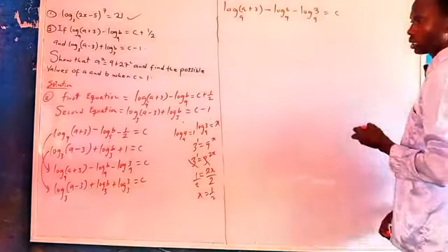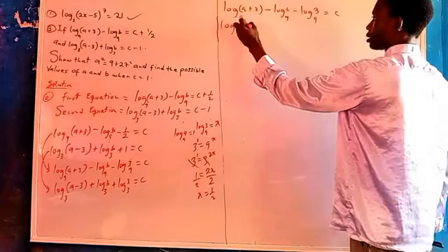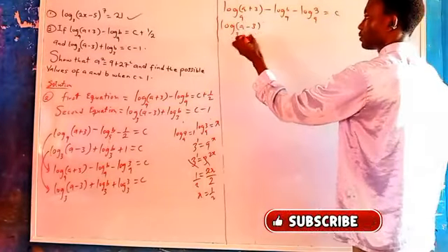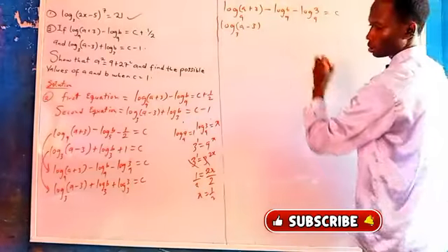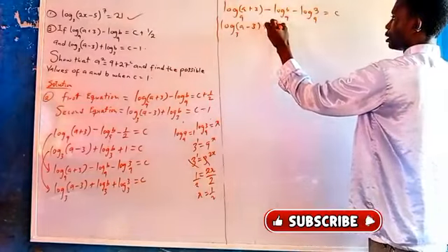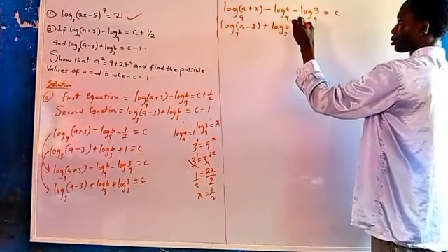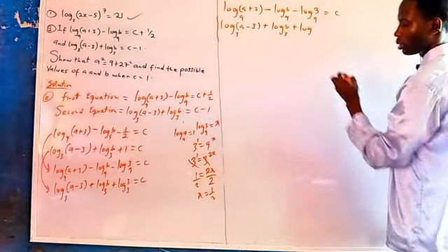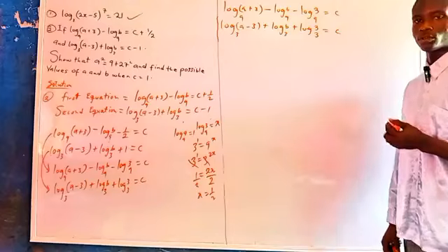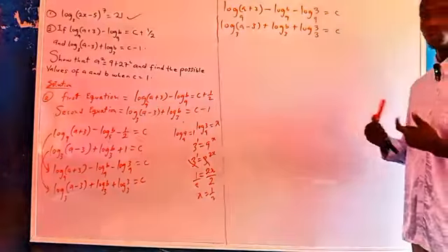And then the second one is log of (a minus 3) base 3, and then plus log of b base 3, plus log of 3 base 3 equals c. All right, this is very well. So I still want to show you something about these two equations.